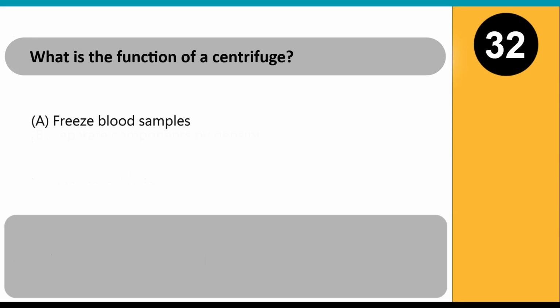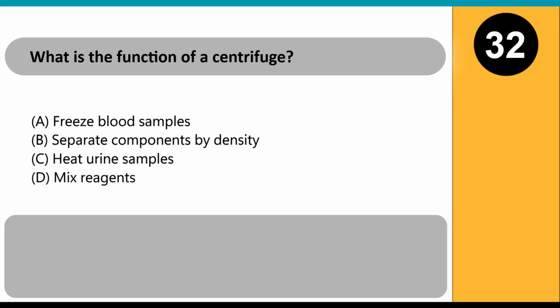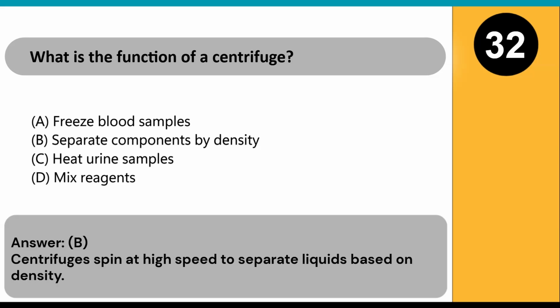What is the function of a centrifuge? A. Freeze blood samples. B. Separate components by density. C. Heat urine samples. D. Mix reagents. Answer B. Centrifuges spin at high speed to separate liquids based on density.